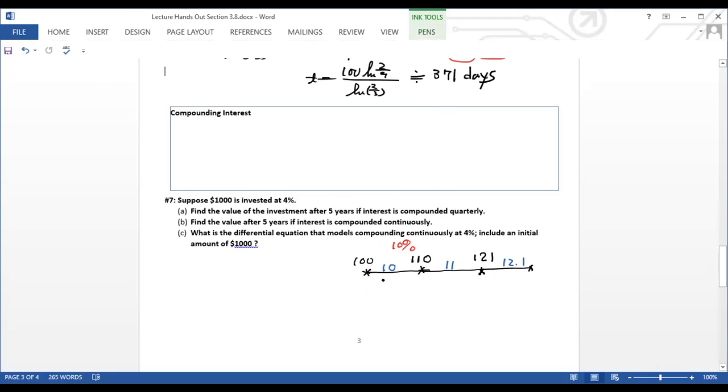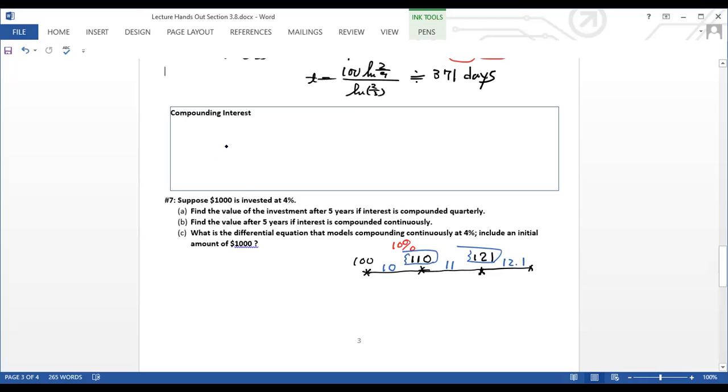As you can see, the interest for each year increases. The reason is the compounding. That means you add the interest to your principal, so your principal is getting bigger each period. Okay, that's what we mean by compounding.